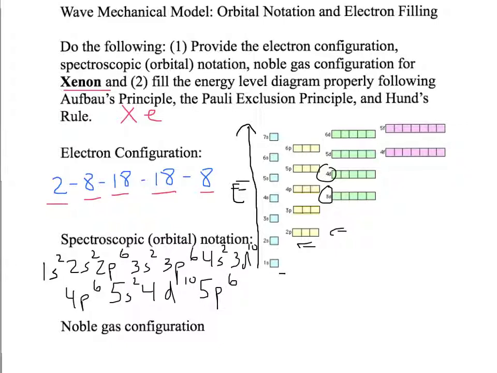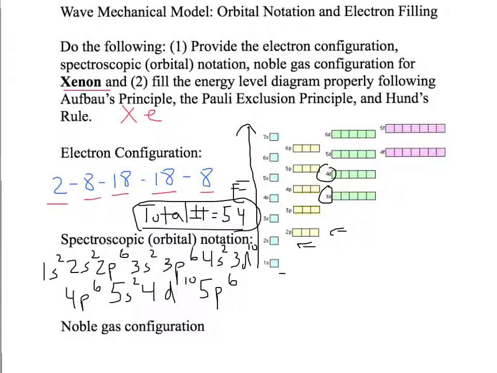And if you add the total number of electrons up, you're going to see a total of 54, and you should see that for both of them. So 2 plus 8 plus 18 plus 18 plus 8 is going to be 54. 2 plus 2 plus 6 plus 2 plus 6 plus 2 plus 10 plus 6 plus 2 plus 10 plus 6 is also going to be 54, and that's how you can double check yourself there.